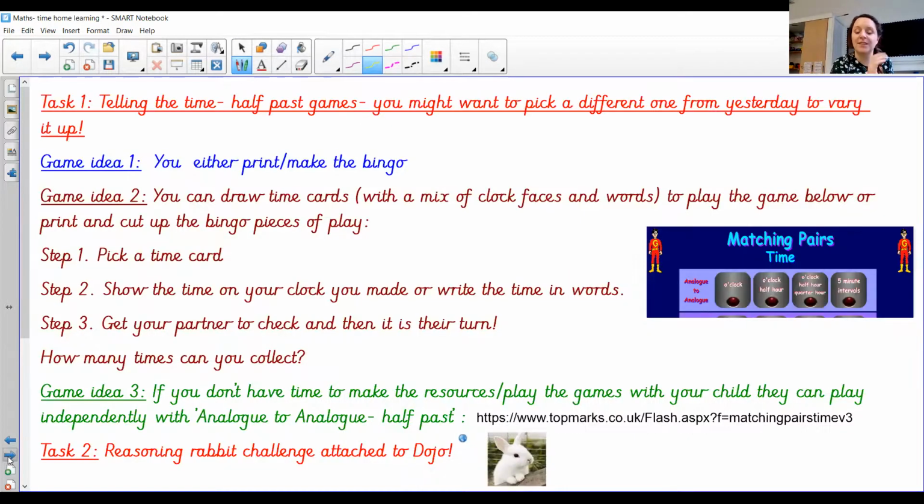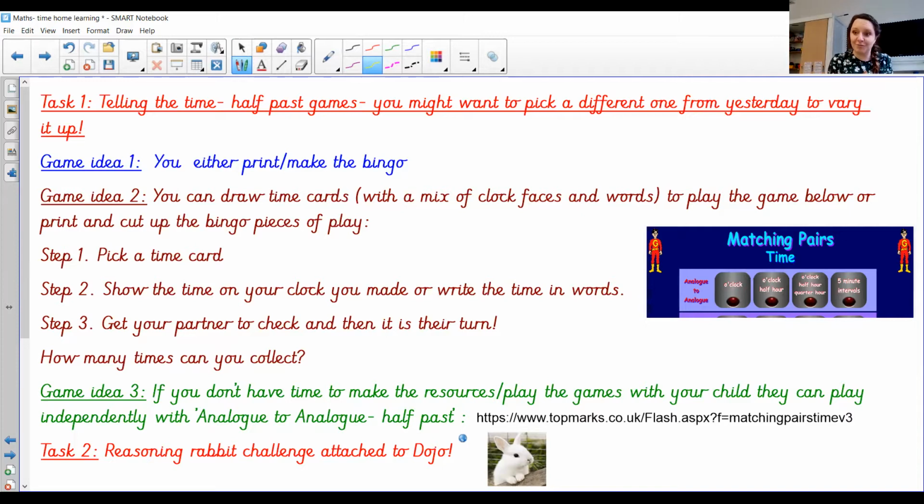So today we have got the games that we played yesterday. So you could either play your favourite game from yesterday or you can try a different one. So there is bingo you can play with some half past times. There is a card game where you turn all the cards over and say what the time is, make it with your clock or write it down or say the words. And there is a computer game, which shows you how to make half past clocks and you match them. They're matching pairs. Okay, so then there are 3 different games you can choose from today.